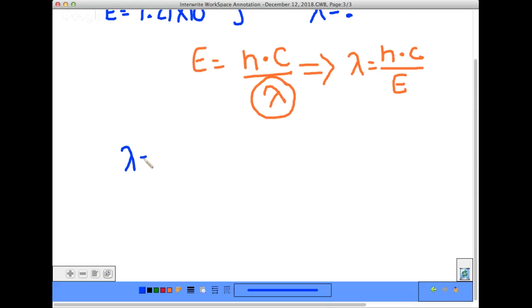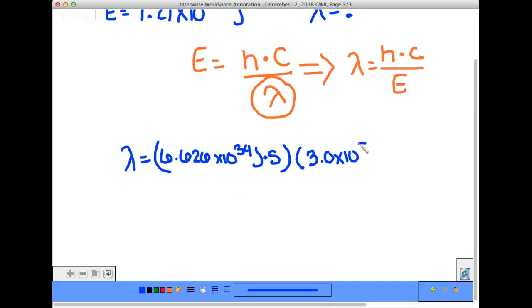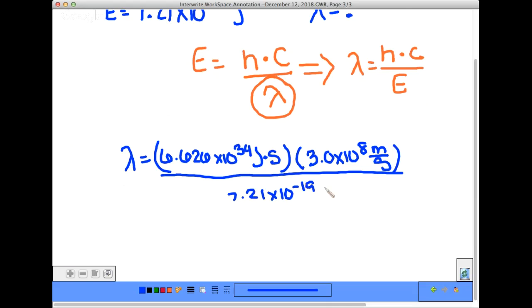So we're given that our wavelength equals H, which is a constant, 6.626 times 10 to the 34th joules times a second, times the speed of light, which is 3.0 times 10 to the 8th meters per second, divided by the energy that we were given. So the energy that we were given was 7.21 times 10 to the negative 19th joules. So our wavelength should be in meters. So we should be left with meters, which if you cancel out your seconds, you cancel out your joules. Hey, look at that. We get our units that we want.